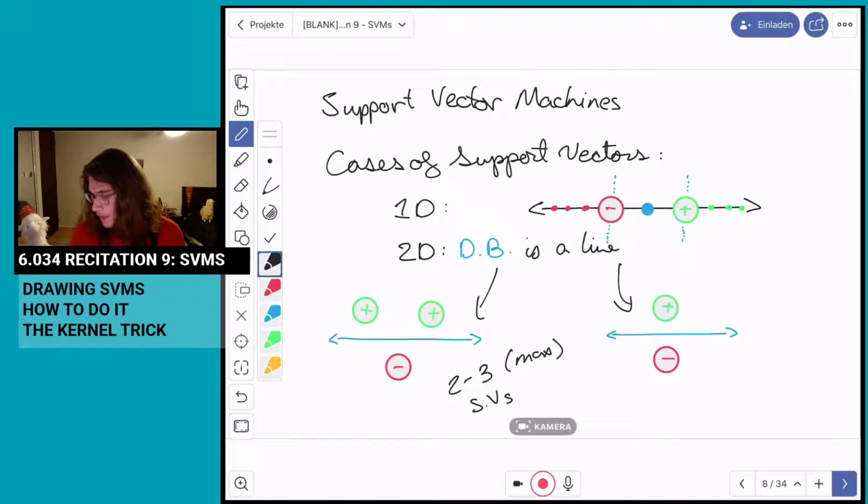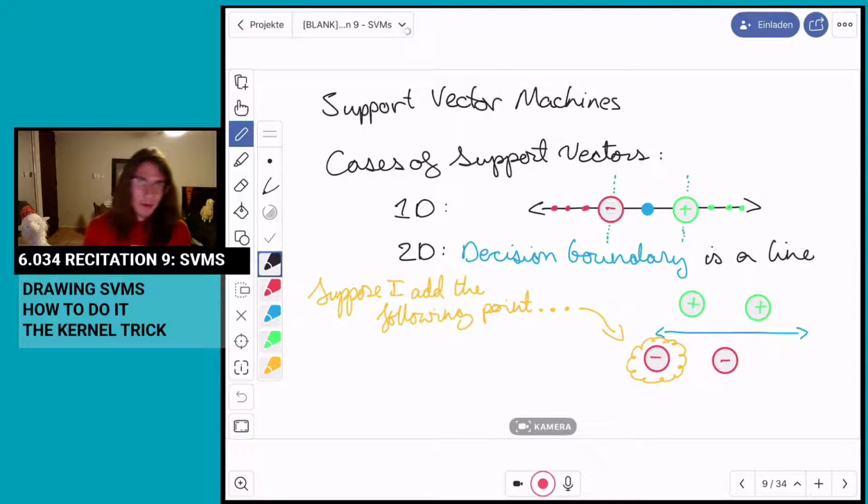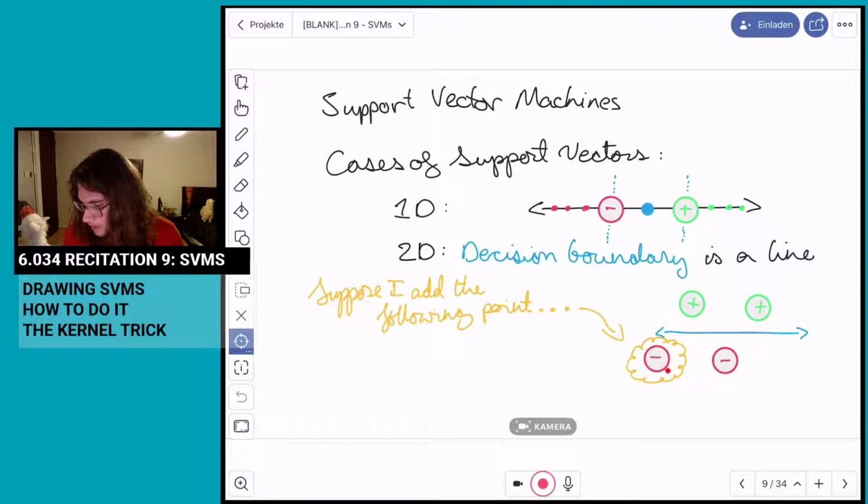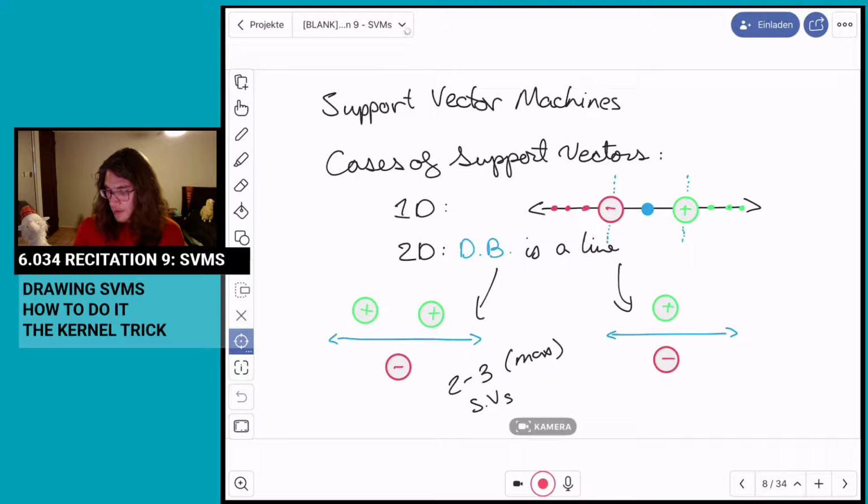But if I go back, or let's see, yes, I'm here. I explained the example a little bit more. I'm just going to go forward instead of back. I could remove this point, and the decision boundary wouldn't change. But I could also remove this point, and the decision boundary would not change because of these two. I would have case 1 here.